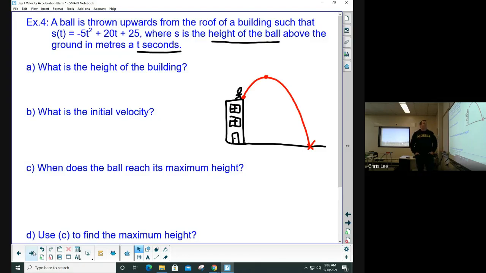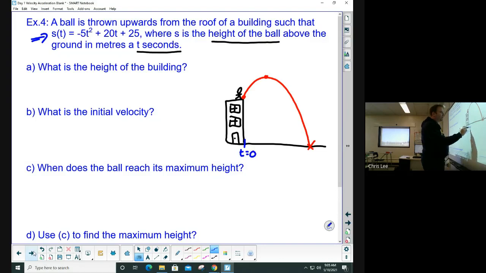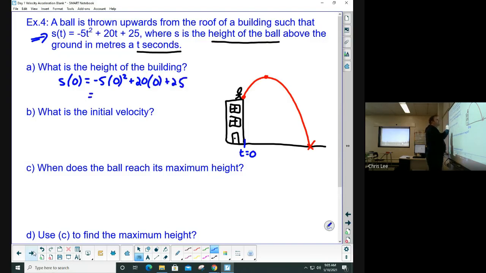So in the first question, it says, what is the height of the building? So we can calculate the height using our height function, our distance function, at the beginning, because at the beginning is when time is equal to 0. And so all we need to do is plug 0 into this function. So -5 times 0 squared plus 20 times 0 plus 25. And that's not difficult math to figure out that we're talking 25 meters per second. Or not meters per second, excuse me, meters.